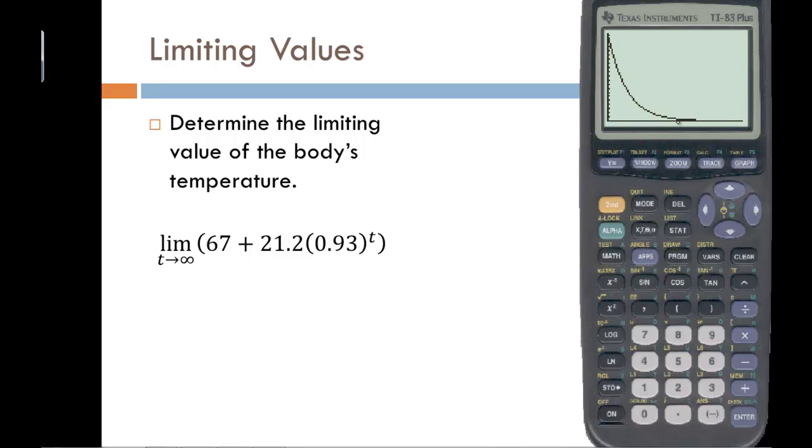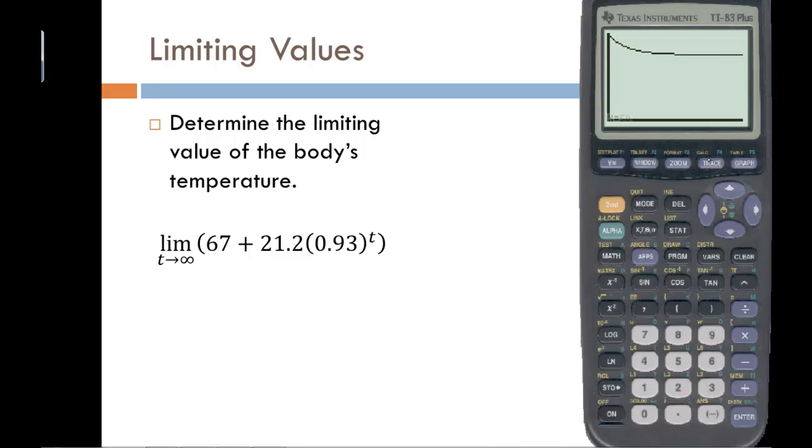The question is, where is it leveling off at? Again, the graph right now is only between 67 and 88. Let's change the window a little bit. Hopefully the body is not going to drop below 0 degrees. So let's look at the graph now. So down here is 0 degrees, it's the x-axis. And if we look at this, it definitely looks like the graph is coming down and it's really beginning to level off. So the question is, where is it leveling off? This is going to be our limiting value.